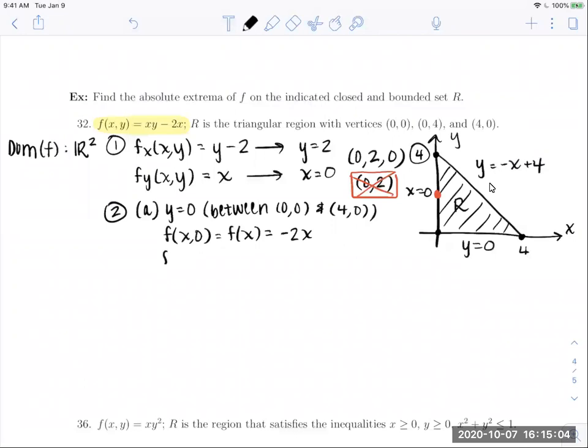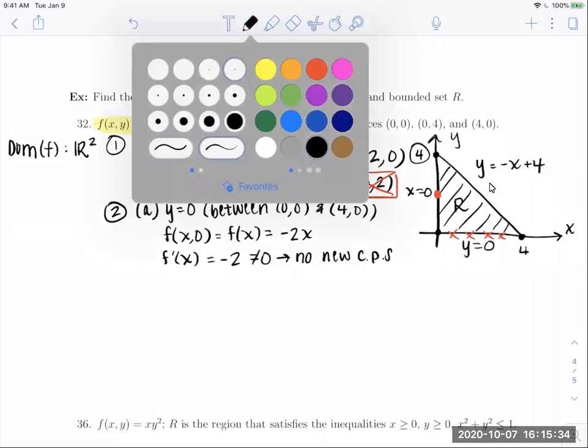In Calc 1, I took the derivative and I set it equal to 0, which it can't equal 0. And so I'm just going to note no new critical points. There were no points along this bottom boundary line that could serve as critical points. So to indicate that visually, I'm just going to write little X's along the bottom. I have no possible critical points along that bottom boundary curve.